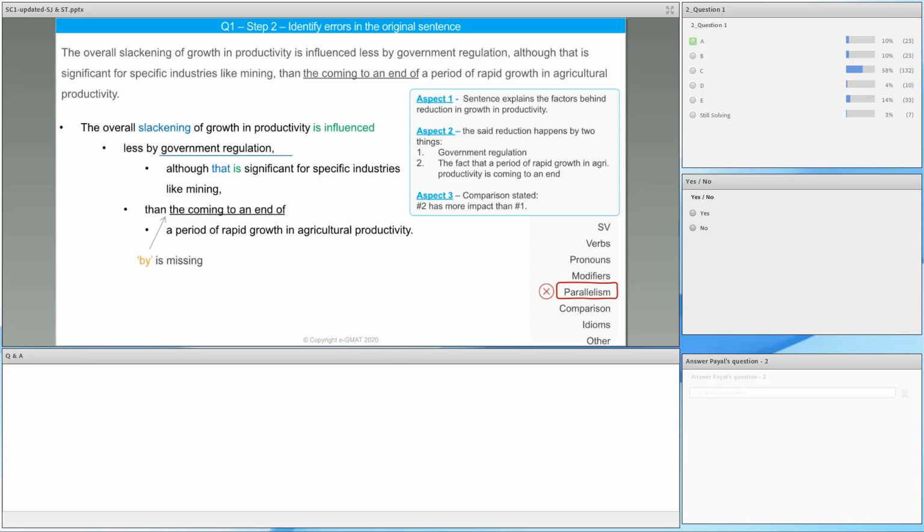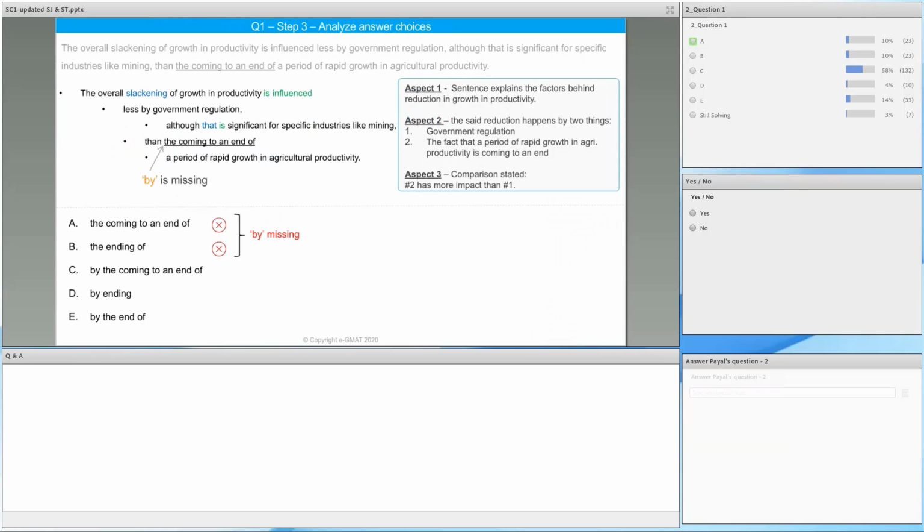And when we do our error analysis and we do our quick grammar check, subject-verb pairs, are the verbs all in agreement? Are there any messed up pronouns or modifiers? We see, oh, parallelism, right? We have "less by" up here, and we know from our tools of grammar that we need "than by" down here, so we have a missing "by." So now we know that we need to find a sentence that communicates that productivity is coming to an end, that communicates that approaching end in a grammatically parallel manner. So we can indeed reject choice A and B.